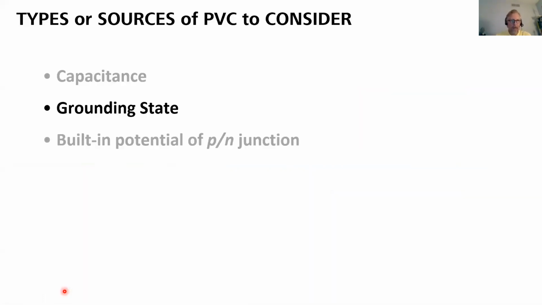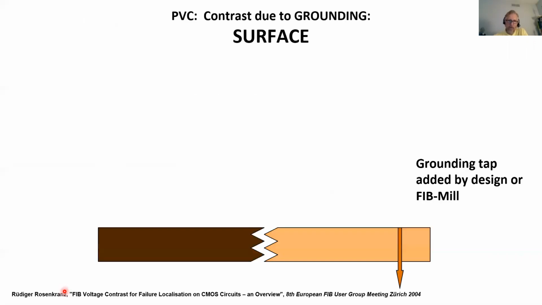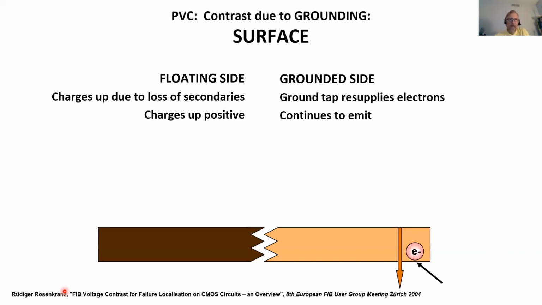The next technique is the grounding state. Consider we have a line with a break at an unknown location in its middle. And we can add a grounding tap either by the design of the test structure or by FIB milling. Now let's consider both the floating and the grounding side.